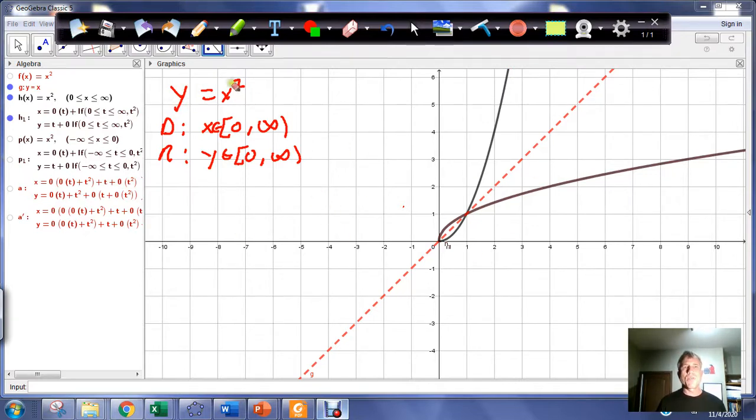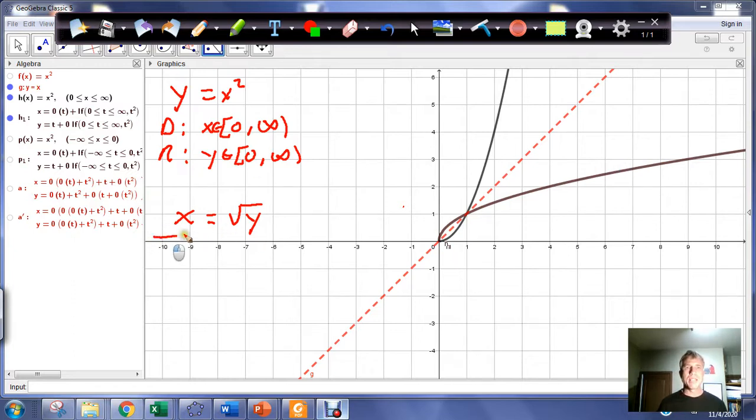This is called restricting the domain. So if I restrict the domain on x squared and I say only use x on the interval from 0 to infinity, and the outputs there go from 0 to infinity as well, then I can use x equals the square root of y. And that would be this reflection right here.